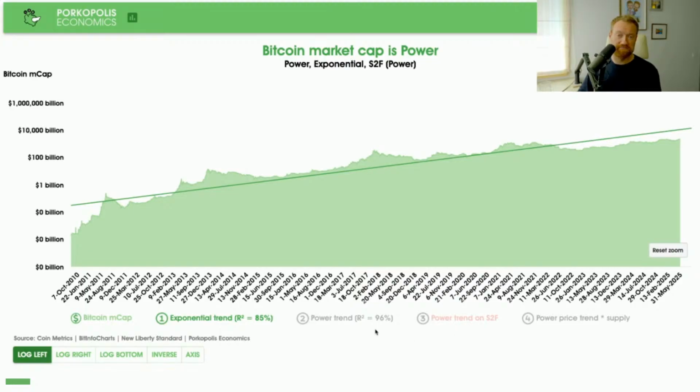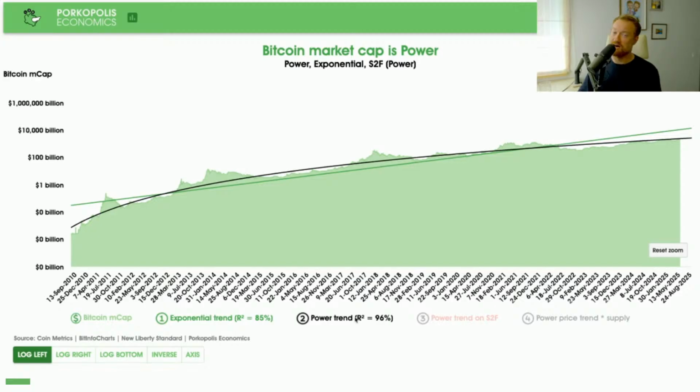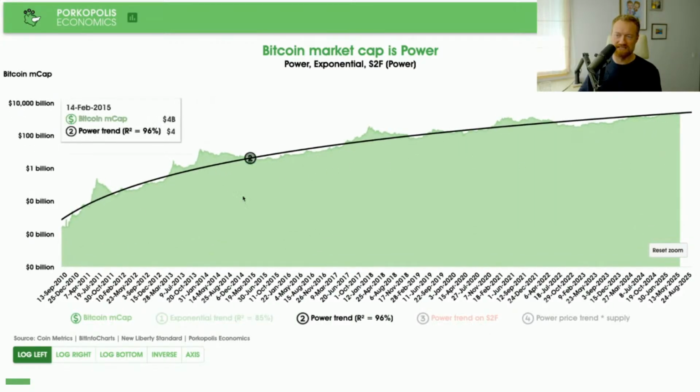Now let's look at power. Power trend, it's more like a network trend. It's not going to be a straight line on log scale. It's a beautiful curve here, rolling through the peaks and the troughs. They intersect many times. And if you just take the noise off of the exponential trend, we can see that clearly the power trend is a better fit on Bitcoin's growth. R squared is better as well, 96%.